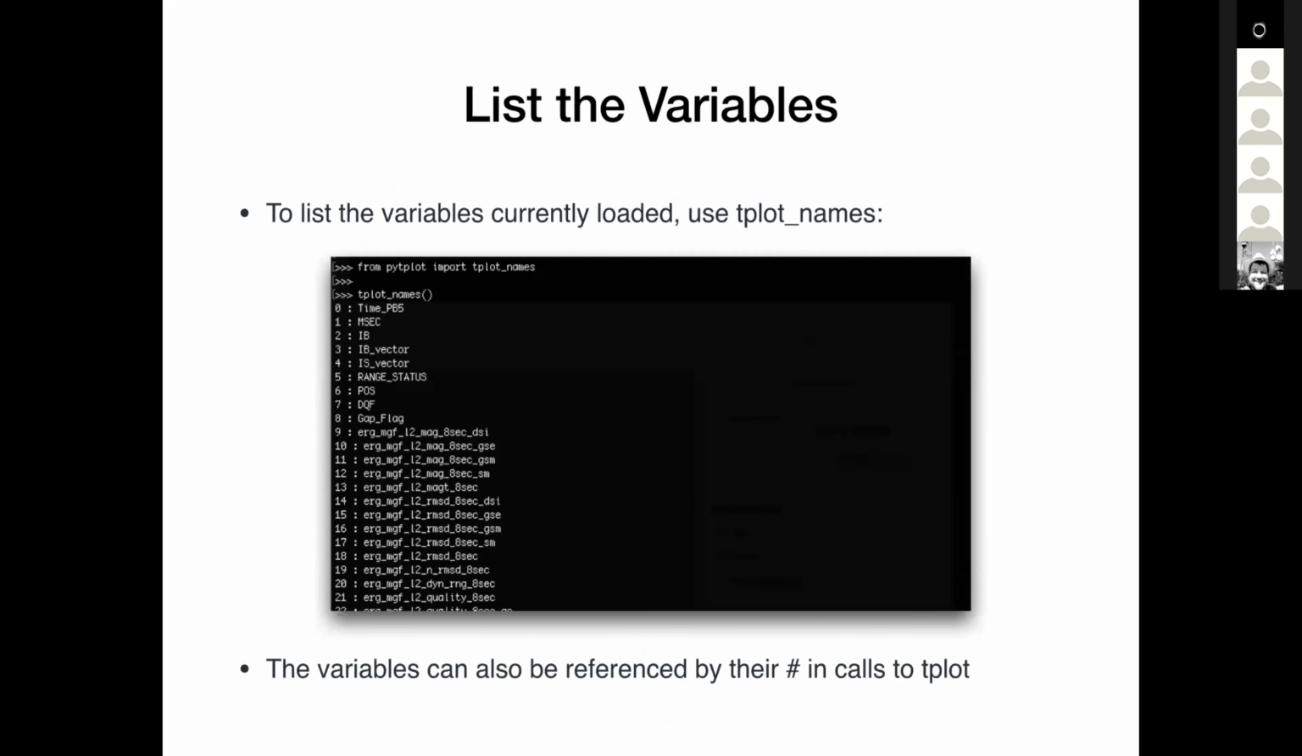But to list the variables currently loaded, you use tplot_names. So you just import tplot_names from pytplot, and call tplot_names. And it actually shows a list of all the variables loaded, as well as numbers, indexes for each variable. And the variables can also be referenced by that number in calls to tplot. So you don't actually have to type out the full variable name. You could just say tplot 10, and in this example, it'll plot the ERG and GSE coordinates.